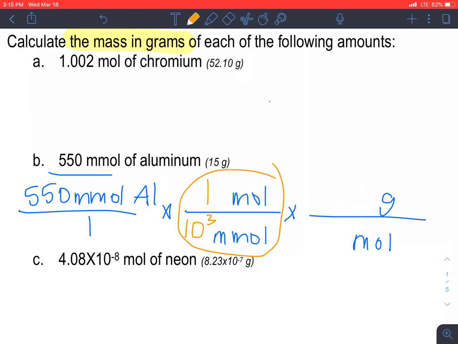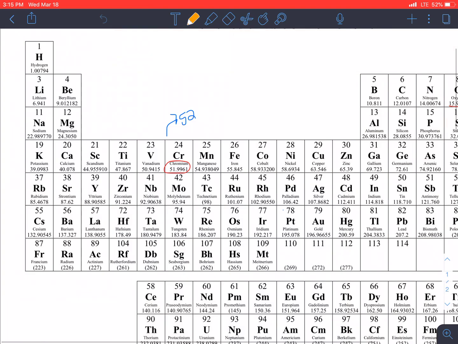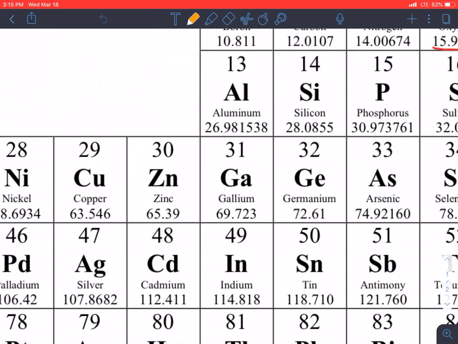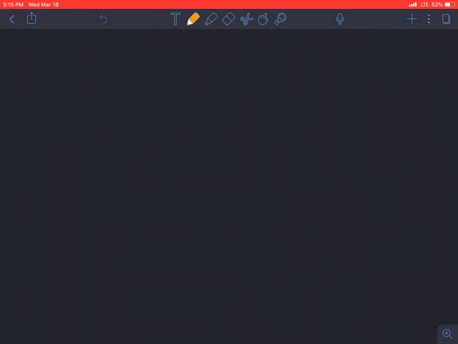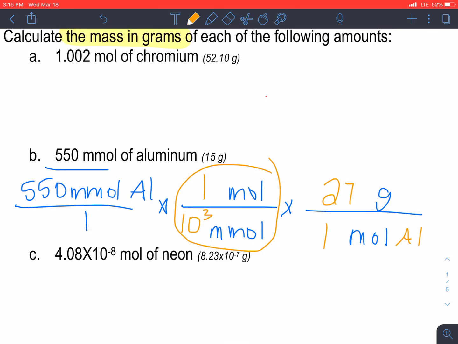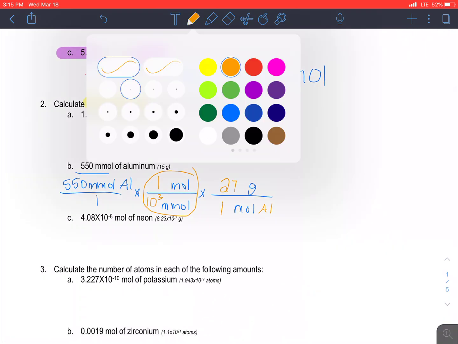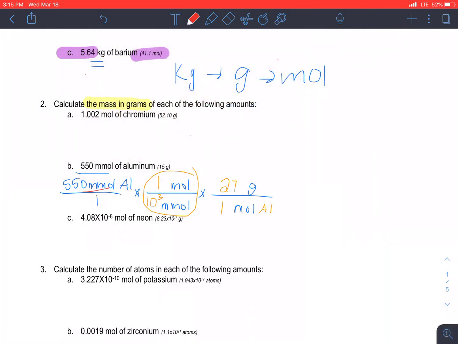Then over here, this is the molar mass of aluminum. So 1 mole of aluminum is how many grams? We go over to our periodic table, find aluminum, and round to the nearest whole number. We would do 27. That number goes with grams. Then if you look at our work, let's double check our units and make sure those cancel out. Millimoles, millimoles, moles, moles. Now we are just left to calculate.